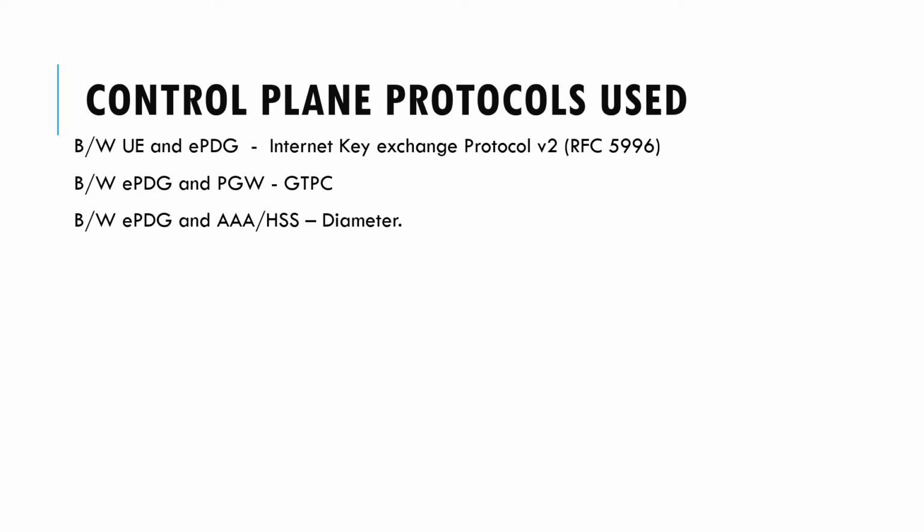So now we know the selection processes. After the selection processes, let's review the control plane protocols that are used in voice over Wi-Fi. The first interface was between the UE and EPDG. The control plane protocol used in this interface is IKE version 2, Internet Key Exchange Protocol version 2. The second interface is between the EPDG and P gateway. In that interface, the GTP-C protocol is used. The third interface is between the EPDG and AAA or HSS. Between the EPDG and AAA and HSS, the protocol used is the Diameter protocol. So this is about the protocols in the control plane, just to revise the protocols.